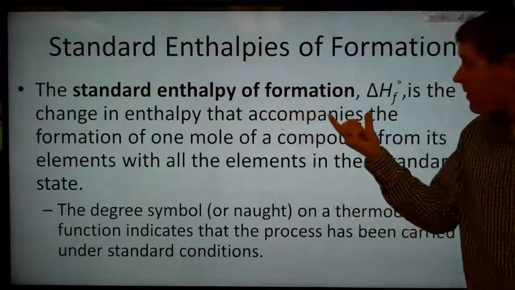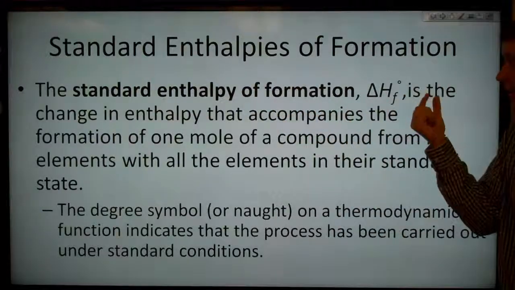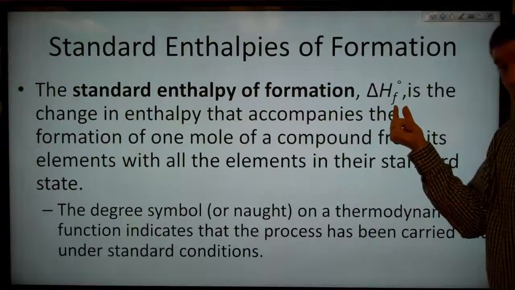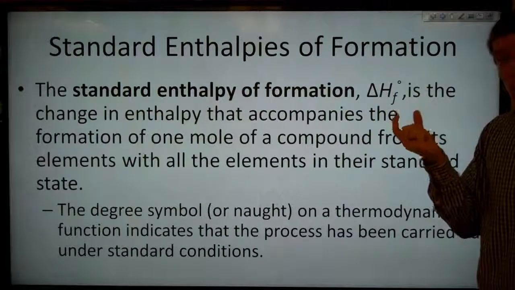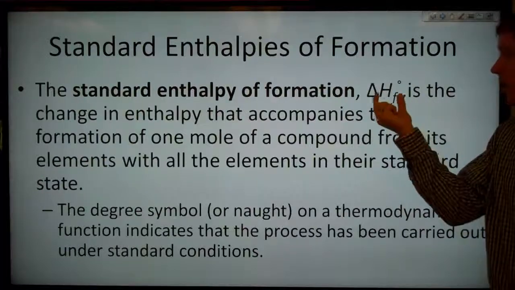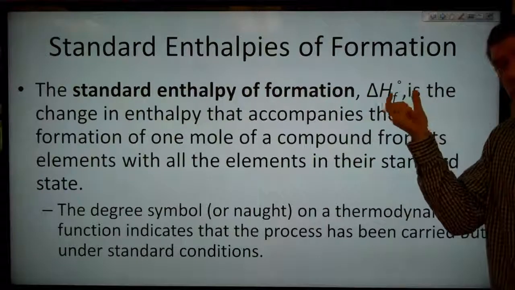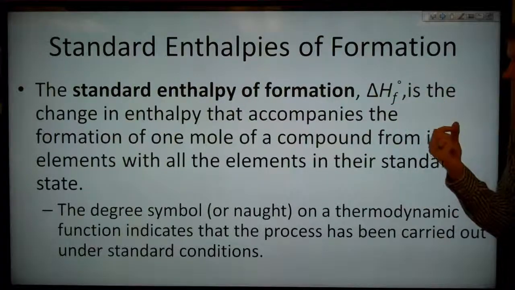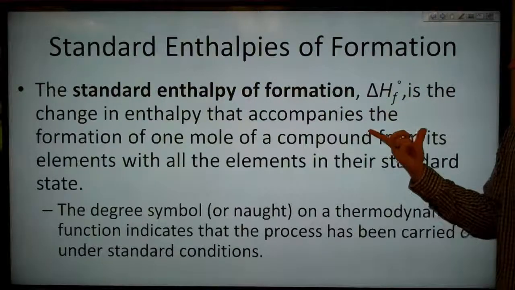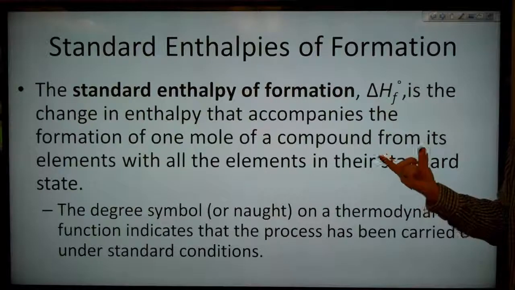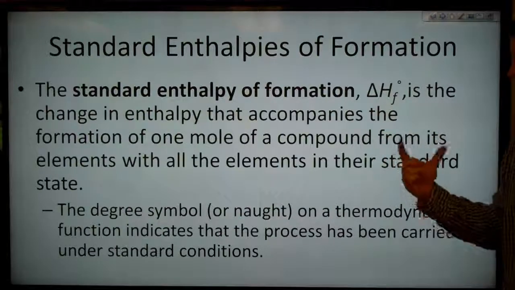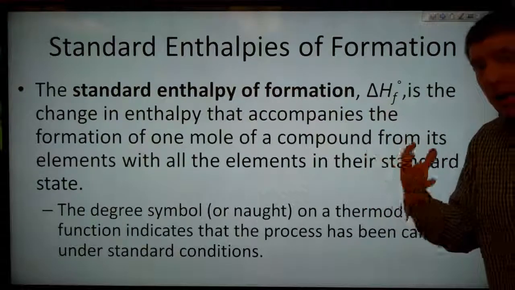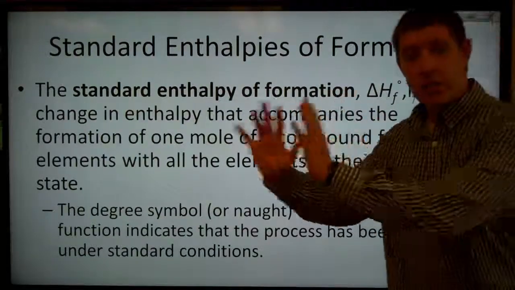So the standard enthalpy of formation, delta HF naught: the delta means change in, H is enthalpy, F is formation, and the naught means standard. We're fixing this change in formation enthalpy to standard conditions. That's what the naught is. So delta HF naught is the change in enthalpy that accompanies the formation of 1 mole of a compound from its elements with all the elements in their standard state. So we're making our compound using elements in their standard states.